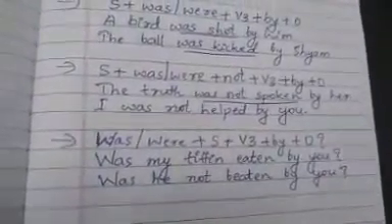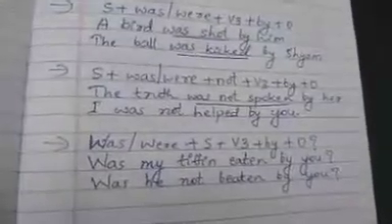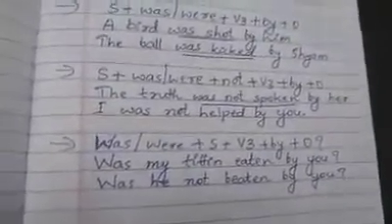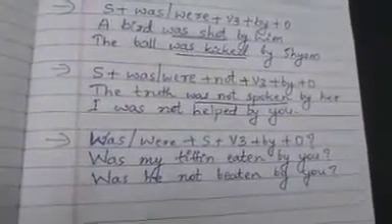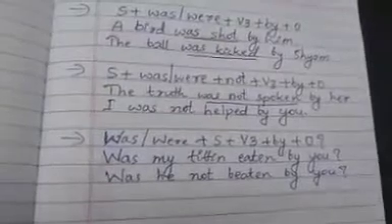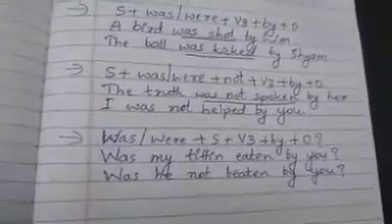You can see the rule. You can learn the rule. Subject plus was or were plus not plus V3 plus by plus object. The truth is a singular subject. That is why we have to choose was. Next.